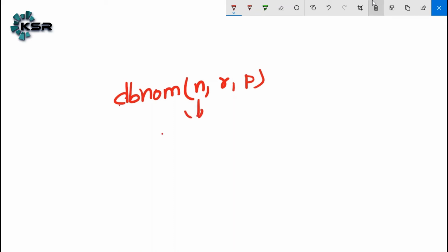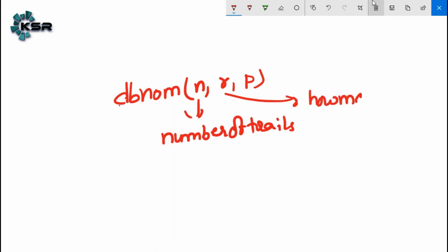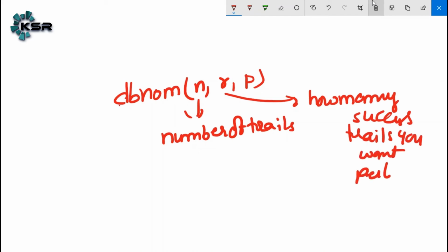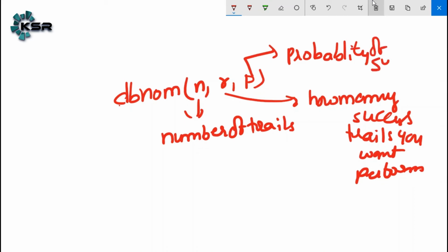Syntax will be N is nothing but total number of trials. R is nothing but how many successive trials you want to perform. P is nothing but probability of success.